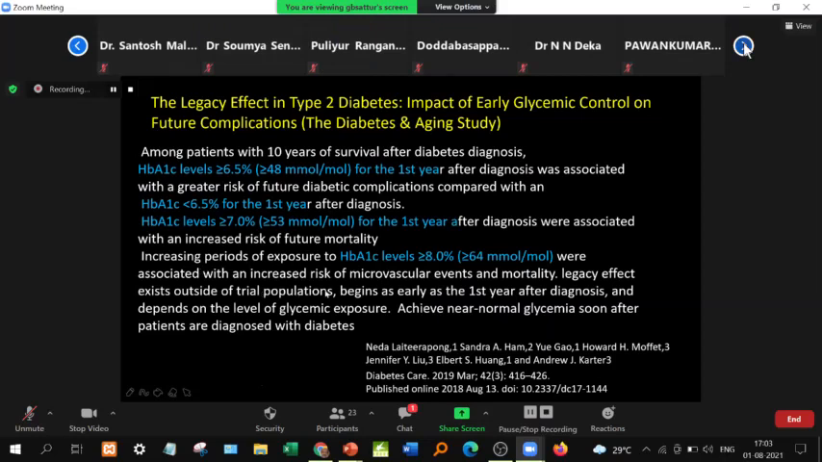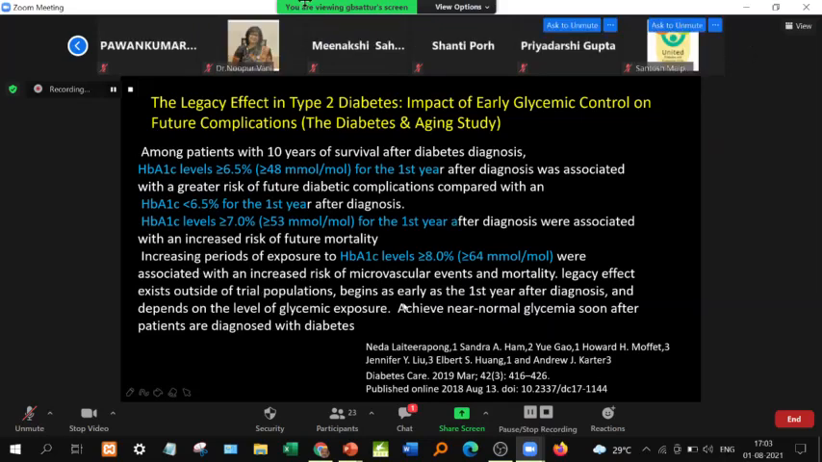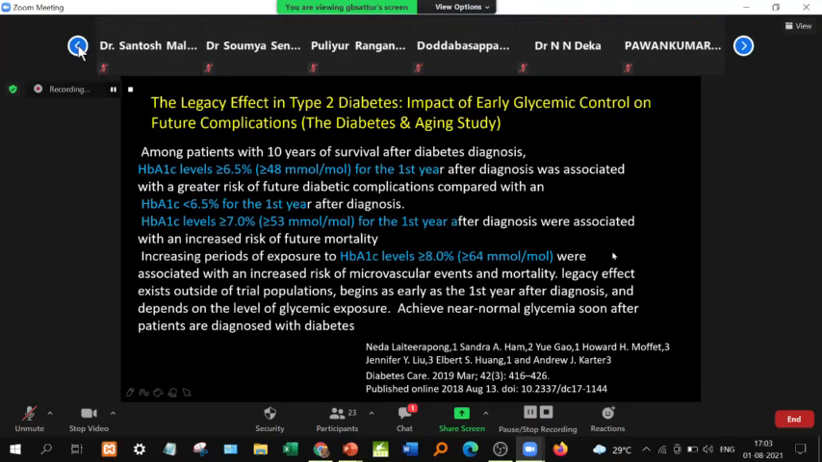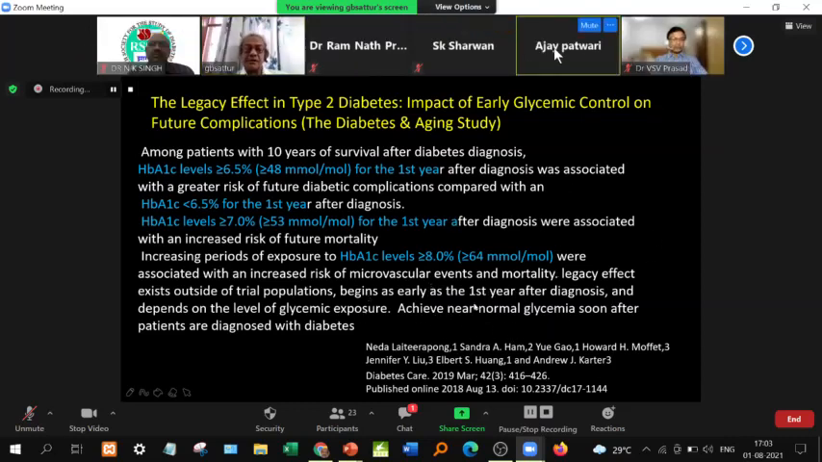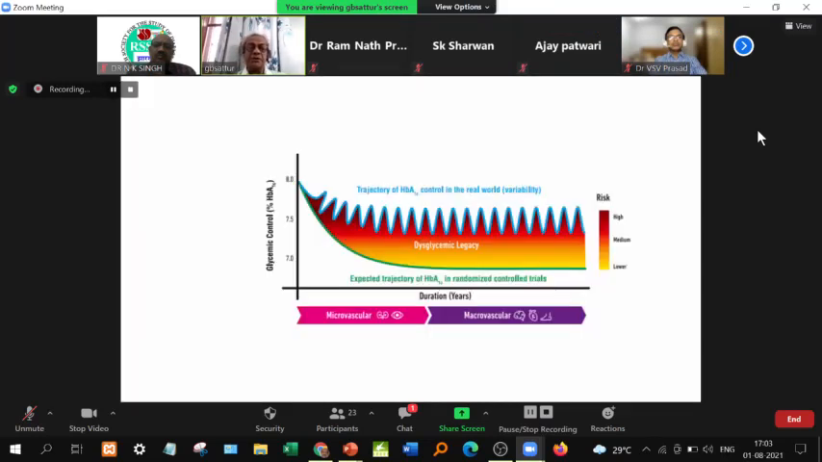exists outside the trial population, which means in the real world, it begins as early as the first year of diagnosis, making it almost imperative that we achieve near-normal glycemia soon after patients are diagnosed with diabetes. Which means for the first year, the first 365 days, make certain that you don't give 3-monthly appointments like we normally do, but call them more frequently, because the first year is the most important year of their lifetime. So this is a real-world scenario.